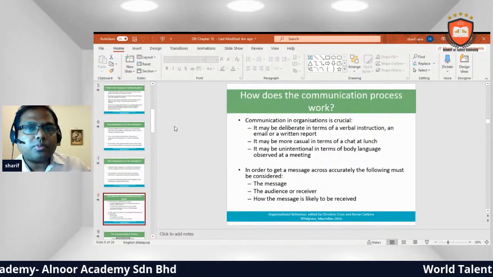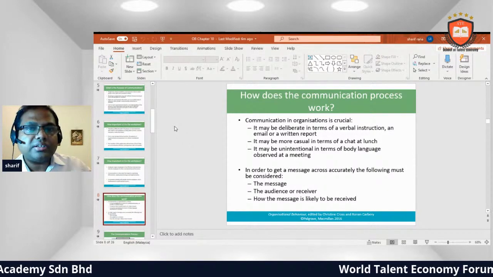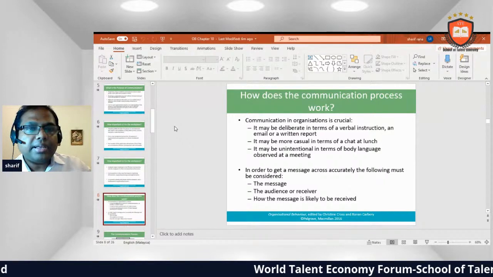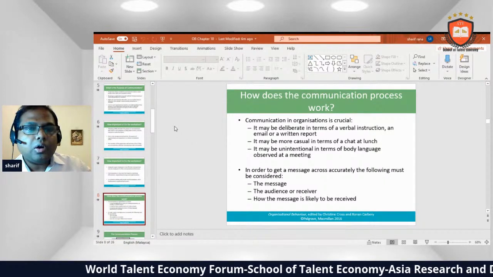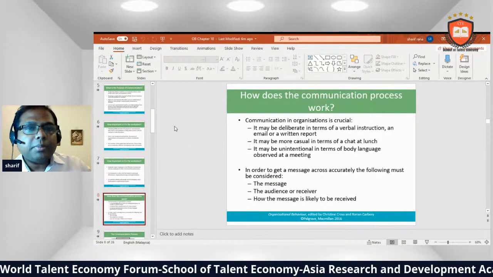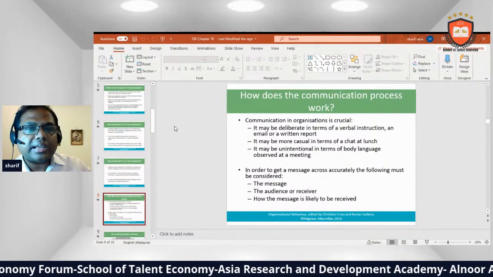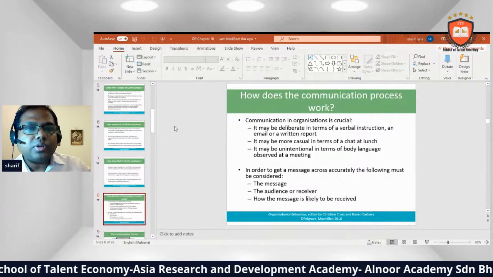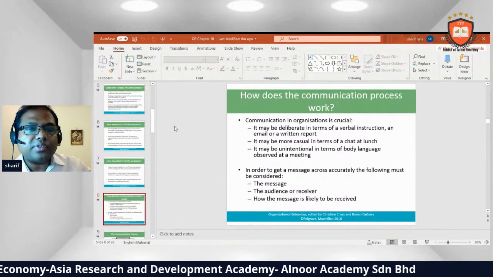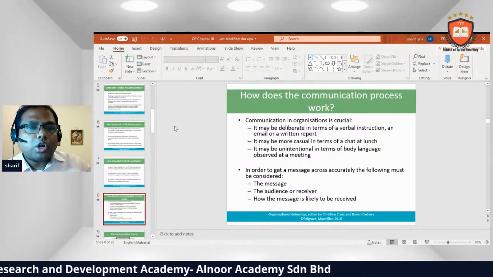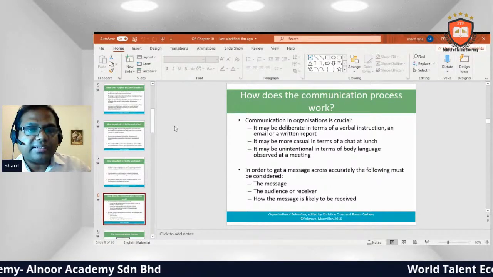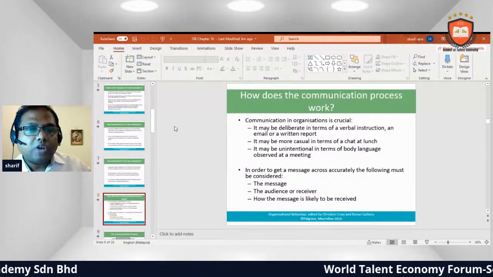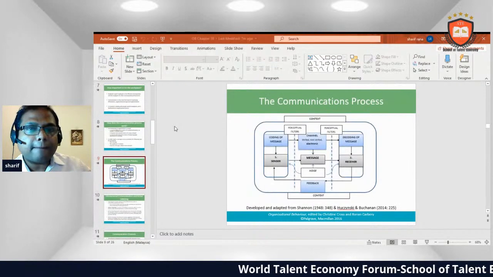How does the communication process work? Communication in an organization is crucial. It may be deliberate, in terms of a verbal instruction, an email, or a written report. It may be more casual, in terms of a chat at lunch. It may be unintentional, in terms of body language observed at a meeting. In order to get a message across accurately, the following must be considered: the message, the audience or receiver, and how the message is likely to be received.